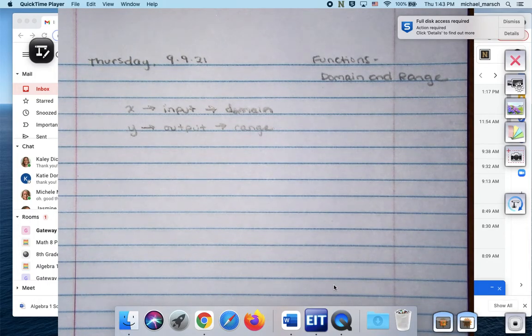So what we're going to do today is we're going to look at a couple different scenarios and some graphs and tables and relations of ordered pairs, and we're going to identify our domain and range. It's going to be great. Then you're going to do another quick little Ed puzzle about identifying domain and range.